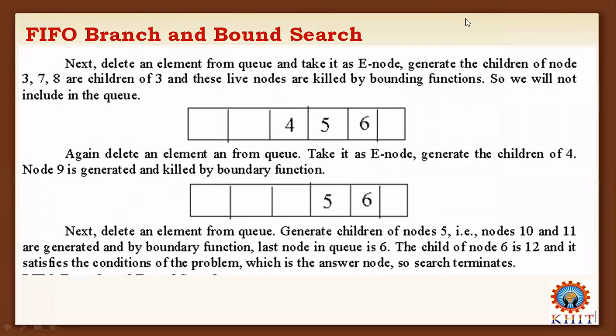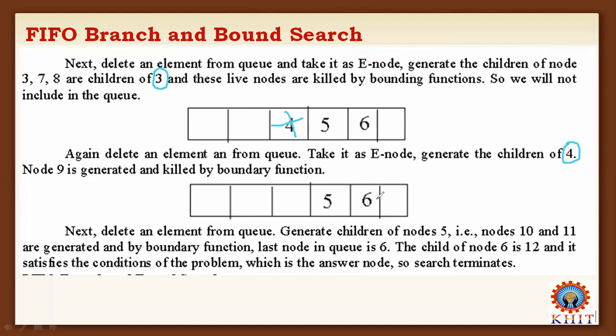Next, we will discuss the same scenario. If I delete node 3, what will happen? And if I delete node 4, what will happen? We will discuss. If I delete node 3, which nodes are available? Nodes 4, 5, 6 are available. If I delete node 4, what will happen? The remaining nodes 5 and 6 are available.